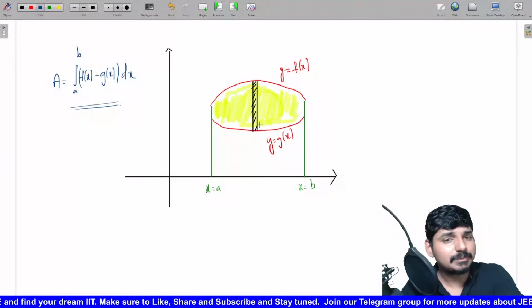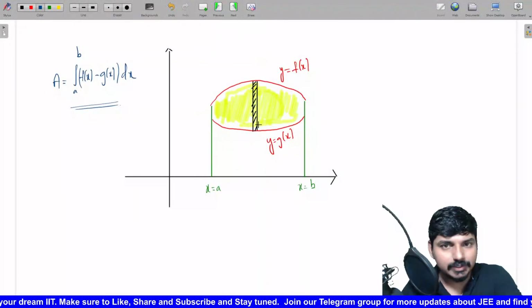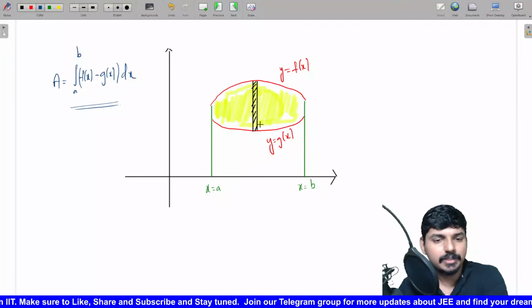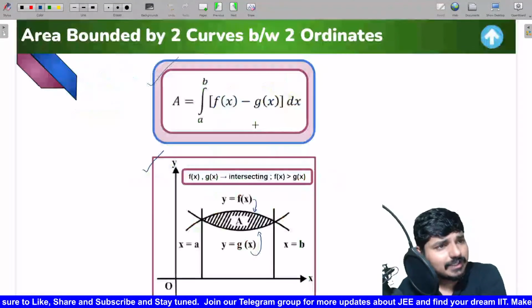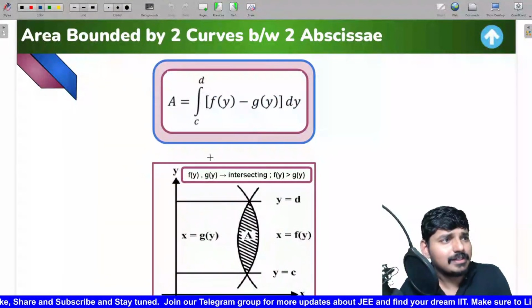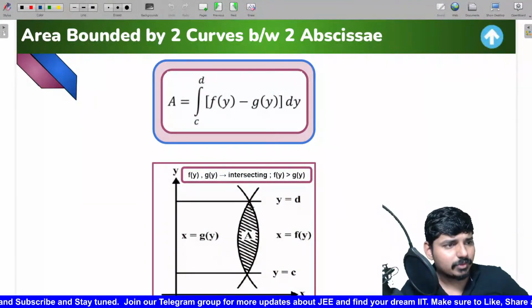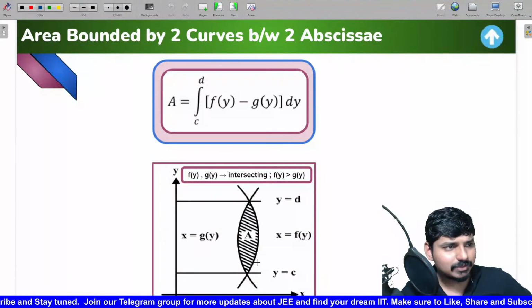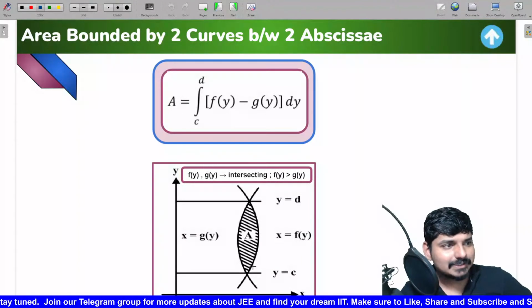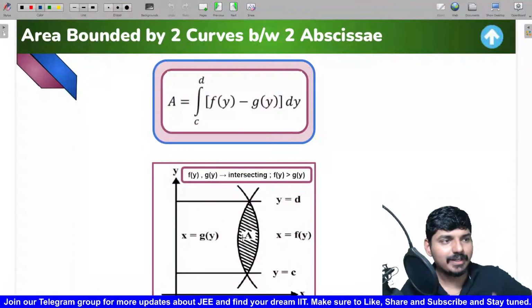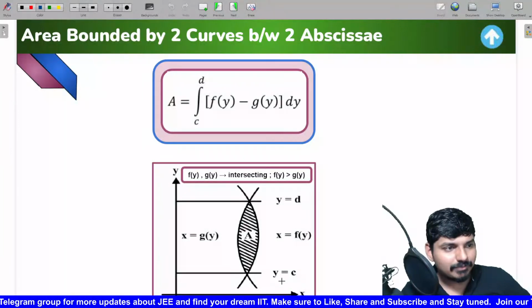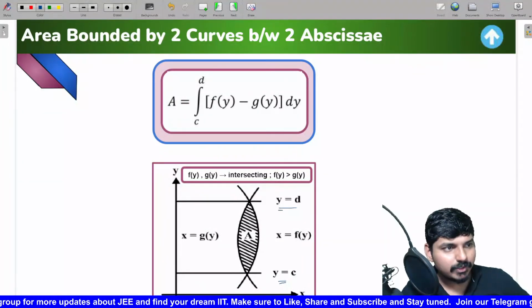I hope this point is clear for all the students out there. In this way you can find the area. Now similarly you can also do this for the other case. You see here, if you have curves of the form x is equal to f of y and x is equal to g of y, and you want to find the area between them, between y is equal to c and y is equal to d.